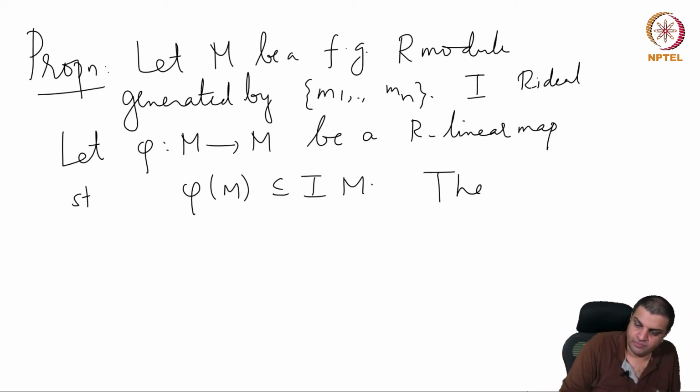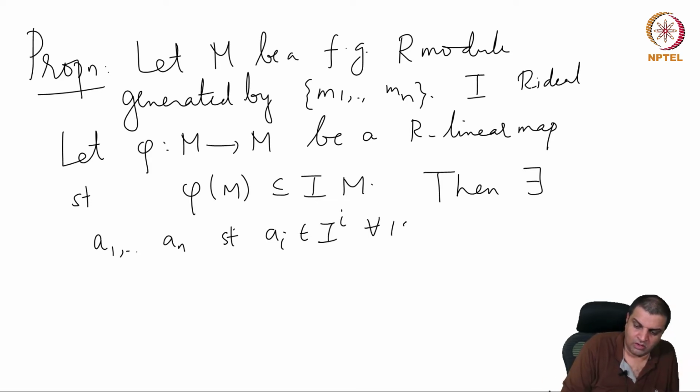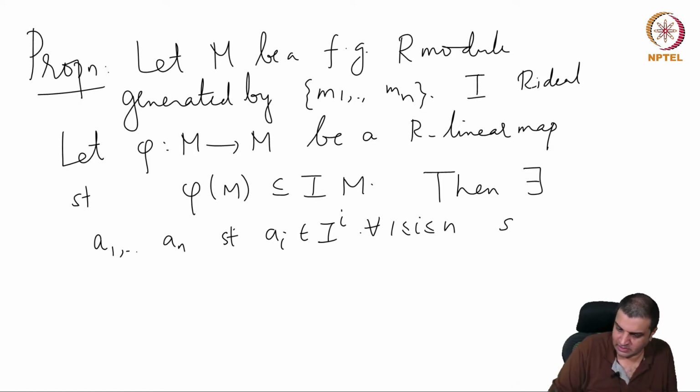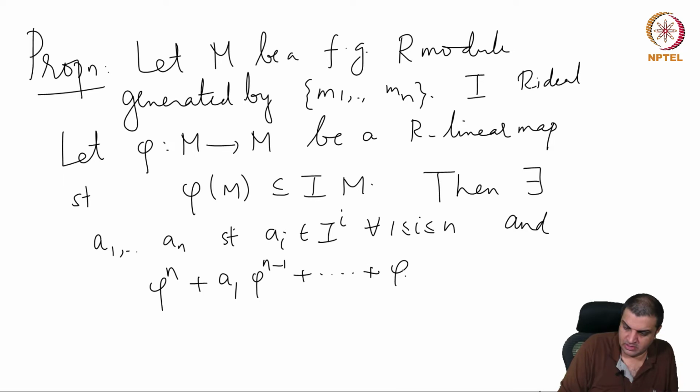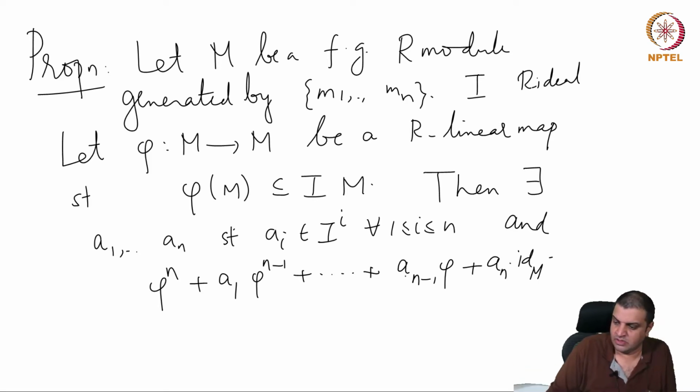Then there exist a1 through an such that ai is inside I to the i for all i, and phi to the n plus a1 phi to the n minus 1 plus and so on, plus a(n-1) phi plus an times the identity on M is 0.